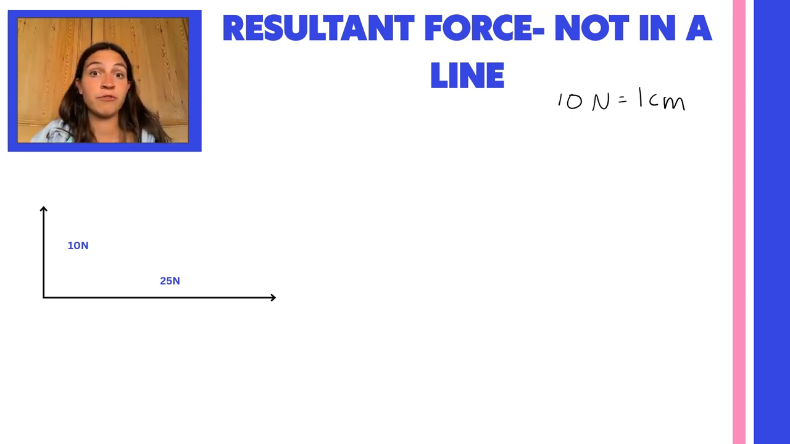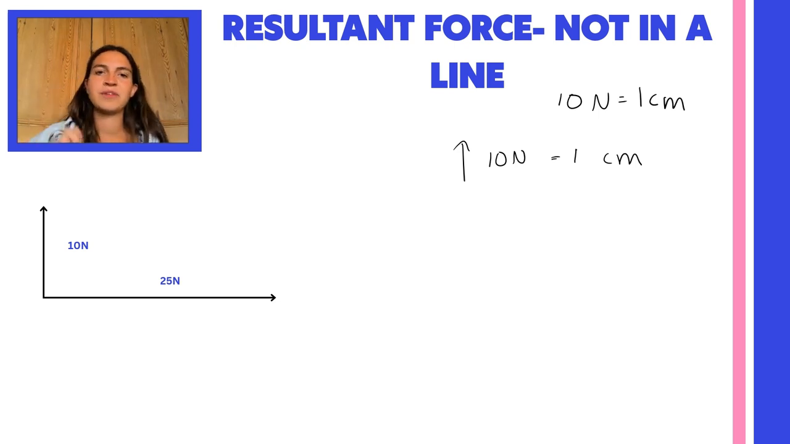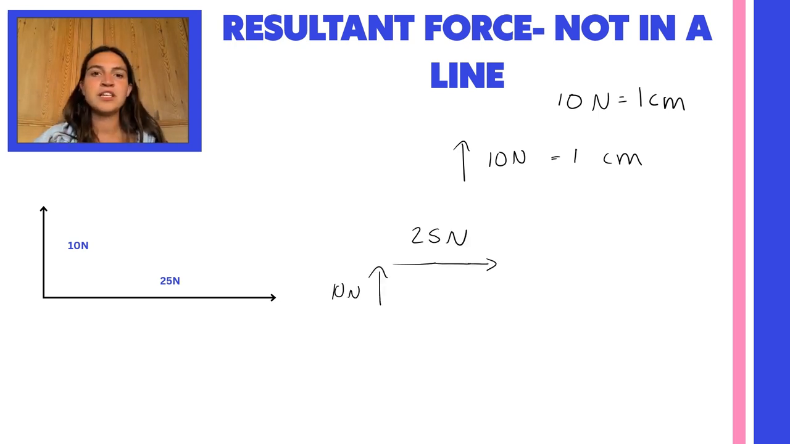And I'm going to pick one of the forces to draw first. So I'm just going to pick the 10 Newton force, and I'm going to make sure that when I draw it, that arrow is 1 centimetre long. Then I'm going to go to the top of my 10 Newton arrow, and that is where I'm going to draw in my 25 Newton force. So I draw that 25 Newton arrow in, making sure it's 2.5 centimetres long to match the scale. And then I've finished drawing all of the forces involved in this diagram.